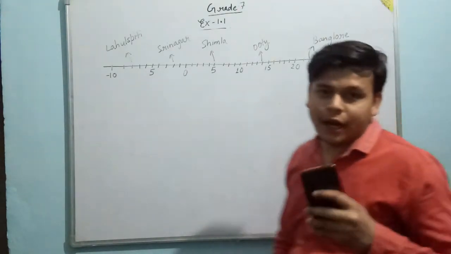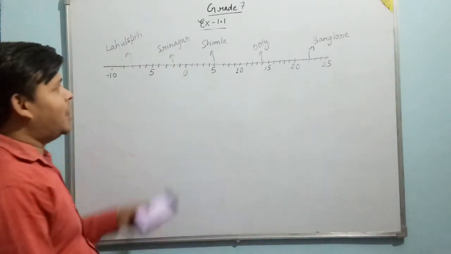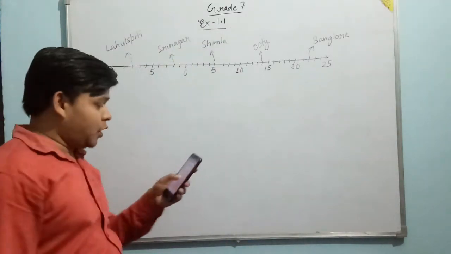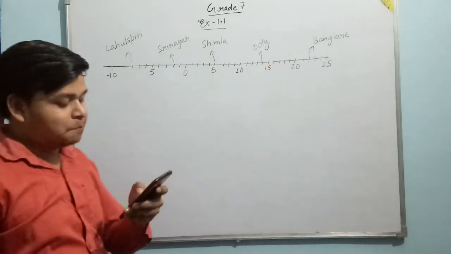You can see the questions from there, and I'll see the questions using this phone. So let's start exercise 1.1. Question 1 is given here. See the number line, as you all can see there.